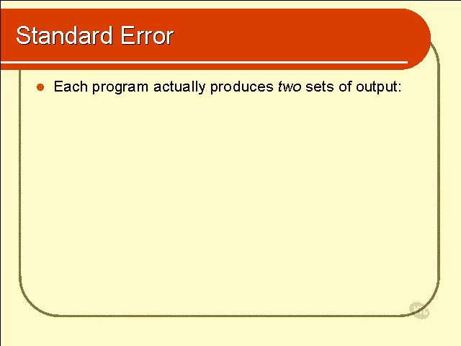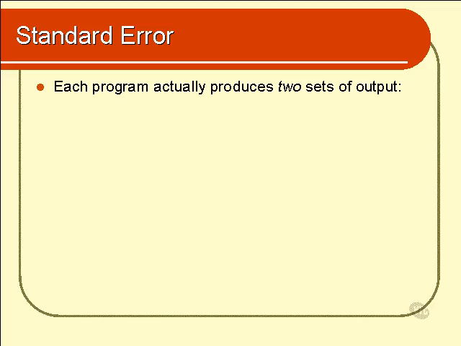The first set is called standard output. We've seen that already. The second set is called standard error. What is standard error? Well, it's where you typically find any error messages that a program might have produced, whereas standard output is text that's not considered to be an error message.